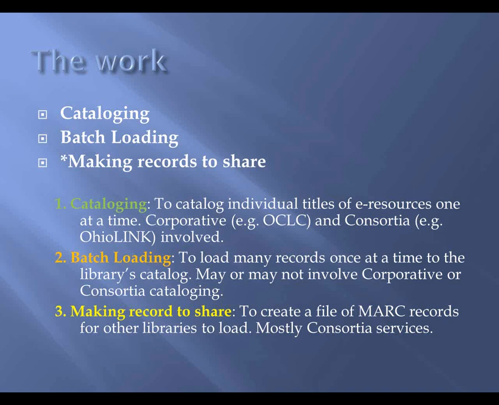So what is cataloging? Cataloging is the traditional type of work we're all familiar with. That is to catalog individual titles of e-resources one at a time. There will be collaborative work, that is to say OCLC, and consortia work involved. And what is batch loading? Batch loading is to load many records at one time to the library's catalog. It may or may not involve collaborative or consortia cataloging work.